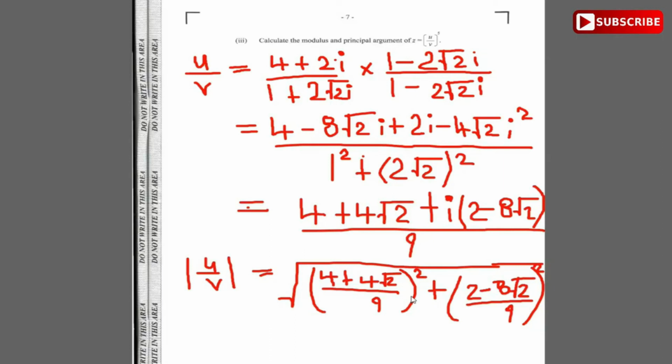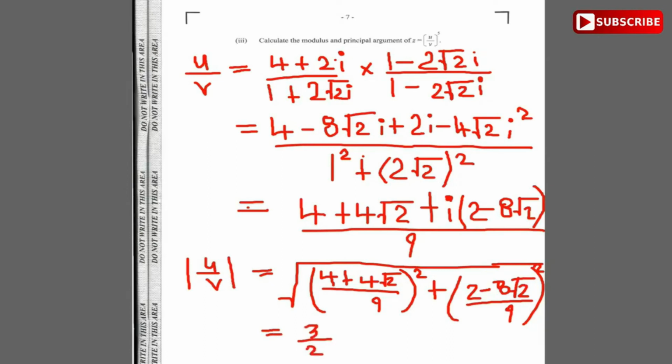Just want to check again. 2 minus 8 root 2 divided by 9 squared, that's 1.07. And 4 plus 4 root 2 divided by 9 squared is 1.15. Plus 1.07, that's 2.22 square rooted. I get 1.5. This is giving me 3 over 2. All right, so that's 3 over 2.